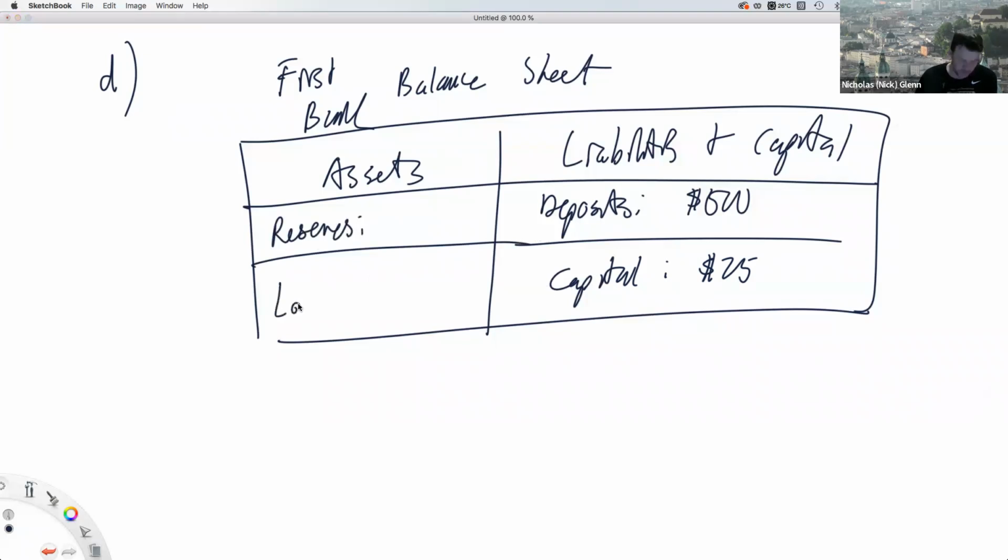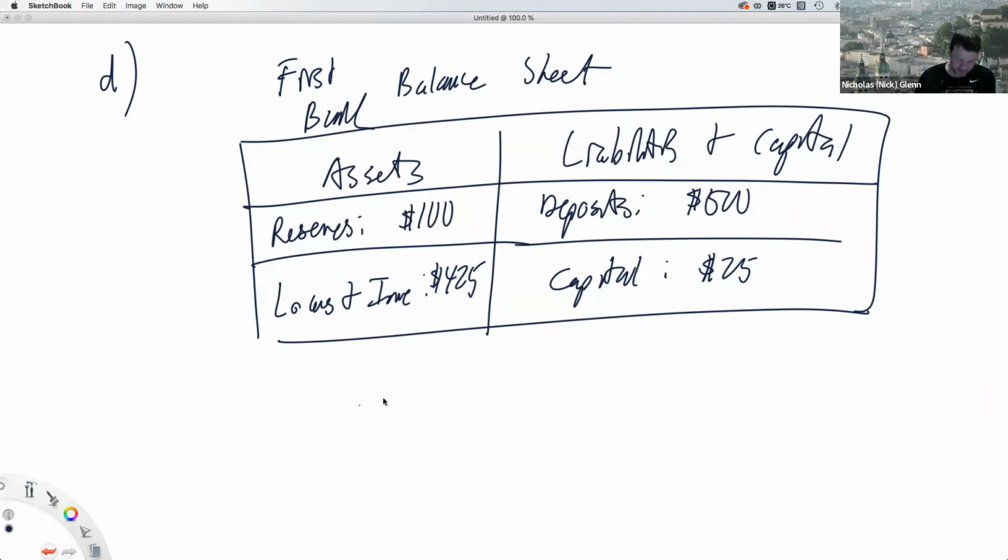What are reserves going to be? Once we do that, we'll find the loans and investments. Well, they're going to hold 20% of their deposits as reserves. So 20% of 500 is 100. The rest of the money they're going to make in loans and investments. So remember, the asset side has to be equal to the liabilities plus capital side, and that side is 525. We've got 100 of it in reserves, so we know 425 is going to be loans and investments the bank makes.